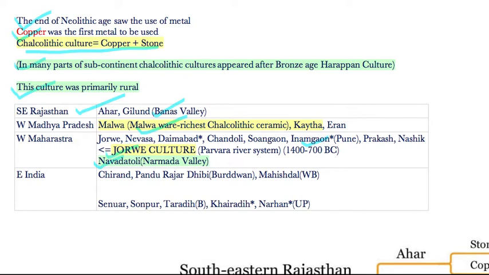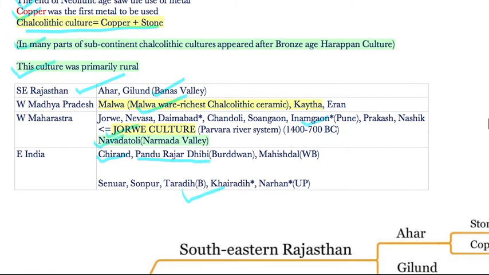Then in eastern India you have Chirand, and Pandu Rajar Dhibi, which is a Bengali term, located in Bardhaman, and Mahisdal in West Bengal. In Bihar you had Senuwar, then Sonpur, then Taradih, and in UP you had Khairadih and Narhan. So these are the names taken from NCERT, which is why they are very important. You should just give them a look.